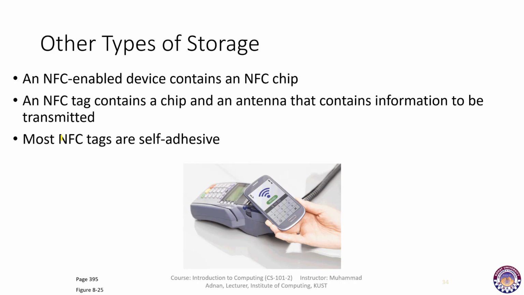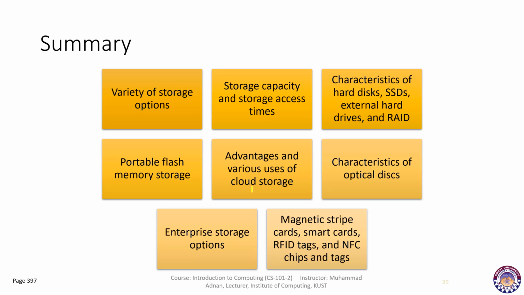And then we have network enabled smartphones or network enabled devices that contain an NFC, near field communication, chip. An NFC tag contains a chip and an antenna that contains information to be transmitted. Most NFC tags are self-adhesive. It means that they do not require another device to be operated upon or to get help. Most latest smartphones come with an NFC enabled chip where you can wirelessly transfer a large amount of data from one smartphone to another smartphone.